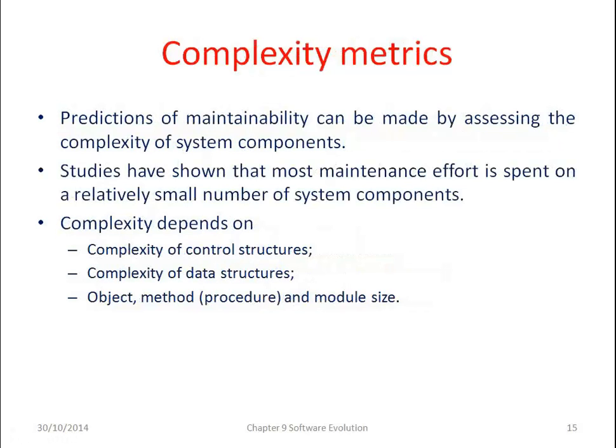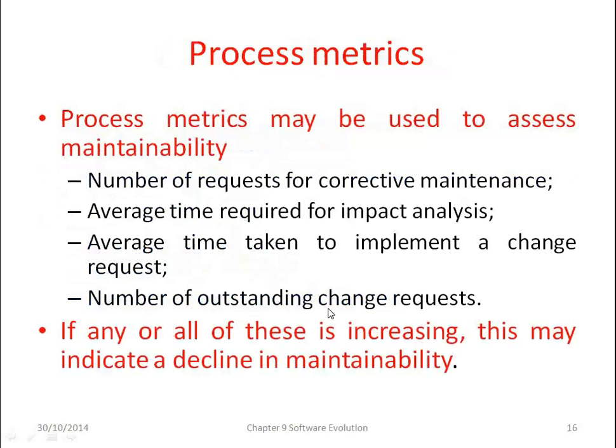Complexity metrics: prediction of maintainability can be made by assessing the complexity of the system components. The main aim is assessing the complexity of the system components. Studies have shown that most maintenance effort is spent on a relatively small number of system components. Complexity depends on three factors: complexity of control structure, complexity of data structure, and object, method and module size.